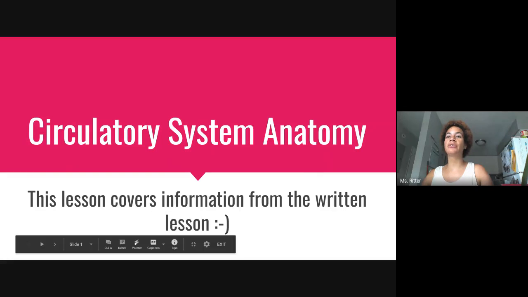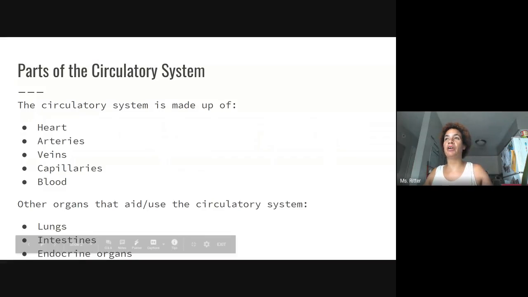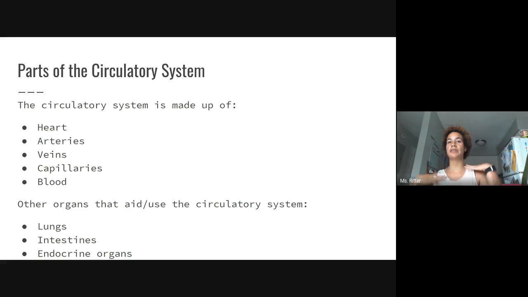Okay, so circulatory system anatomy. Of course, our anatomy is always going to be the parts, right? So these are the parts of our system, and the parts of the circulatory system are pretty few. There's not a lot. Now, obviously, we can get more complicated and break down each of these, but we are going to keep it simple here.